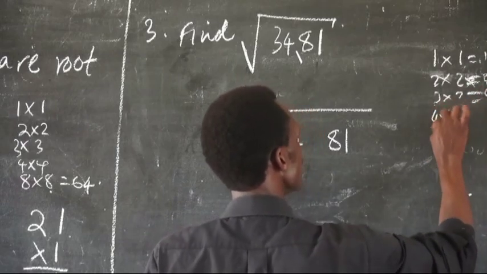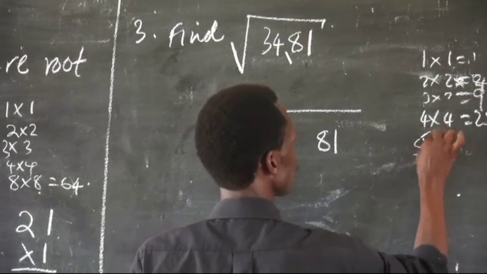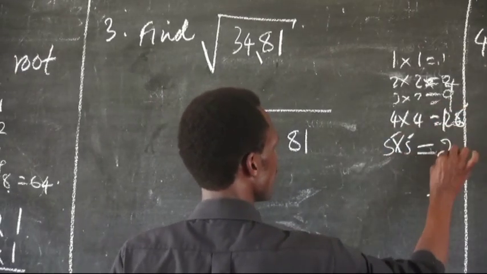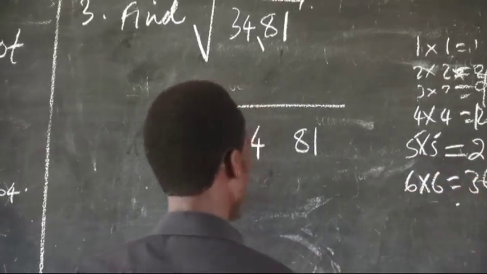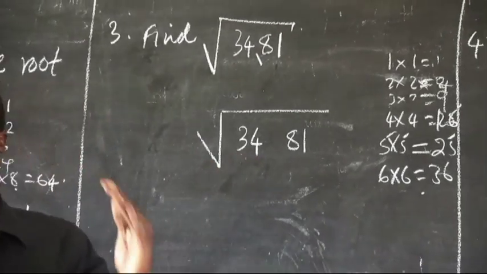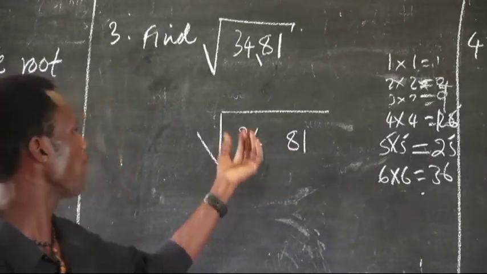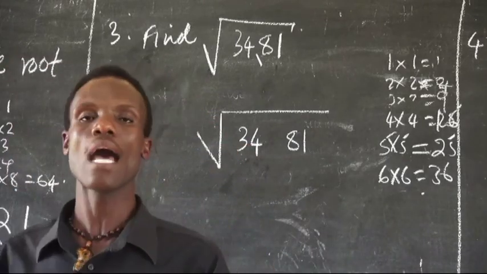Now 4 times 4 is equal to 16. And then 5 times 5 is equal to 25. And then 6 times 6 is equal to 36. But we are not looking for the number which is greater than 34. We are just looking for the number which is smaller than 34, but should be the nearest number to 34. But it is not supposed to be greater than 34.